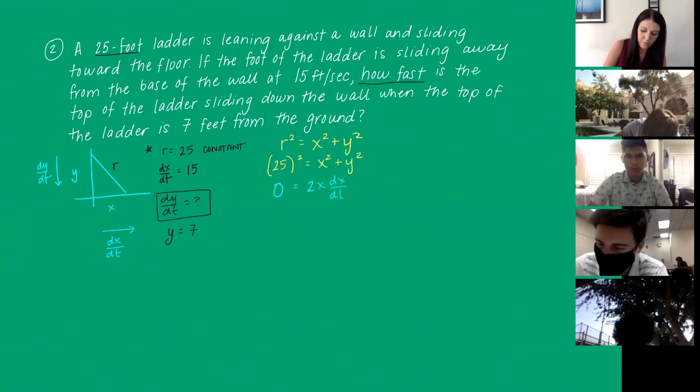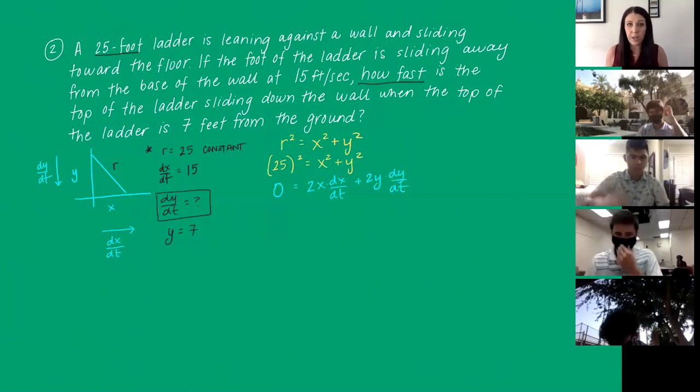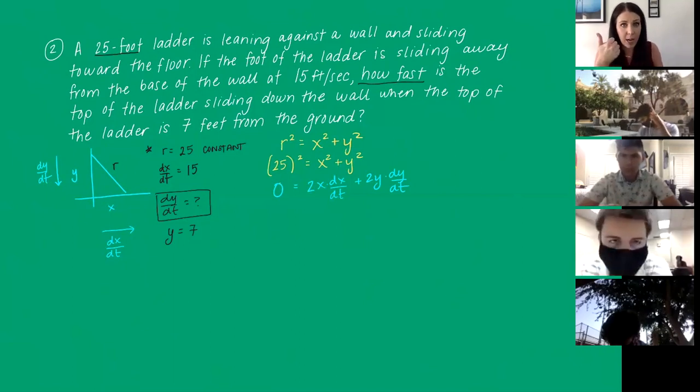Good. Keep going. And then plus 2y dy over dt. Okay, fantastic. So there are 4 variables in that equation right there. Got an x, a dx dt, a y, and a dy dt. I am looking for dy dt. I am given dx dt and y, but I am not given x.